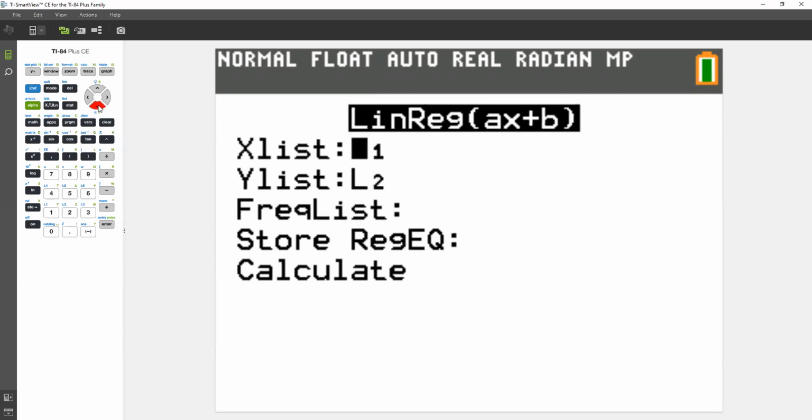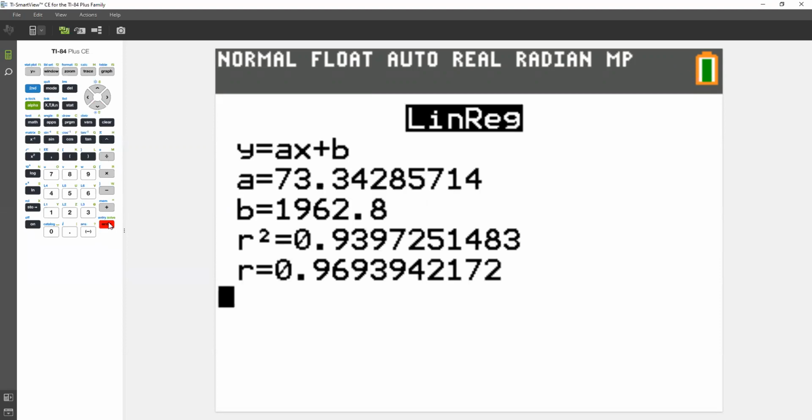Yes, we do. And so using your arrow pad, go down to calculate and hit enter. It looks like it's working and it comes up with this screen. This screen is where you're getting your R value from.